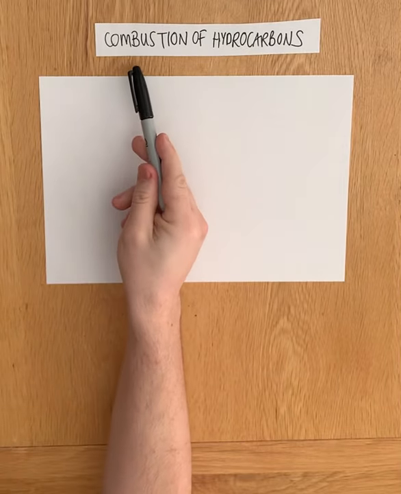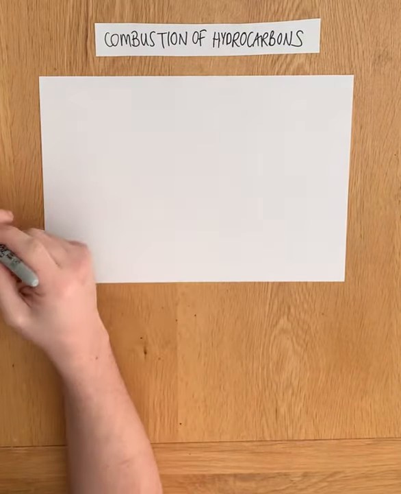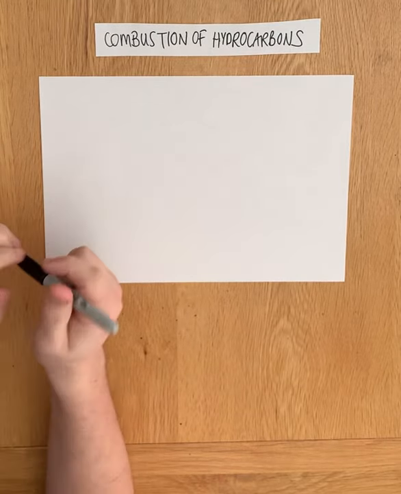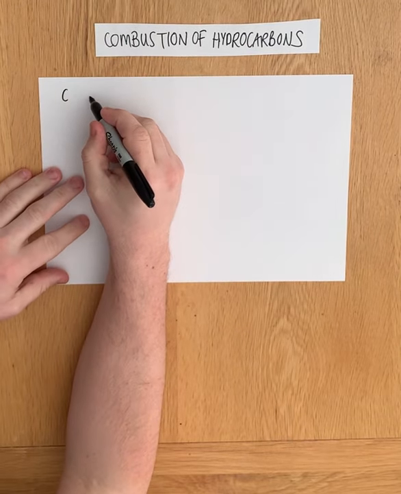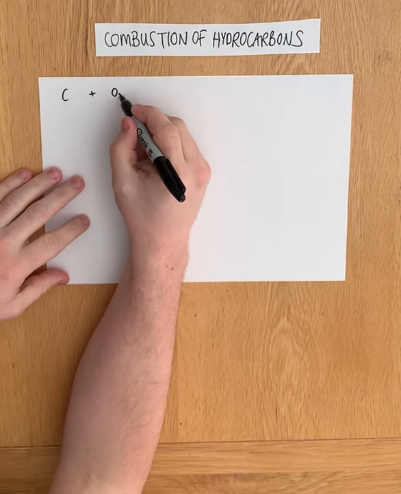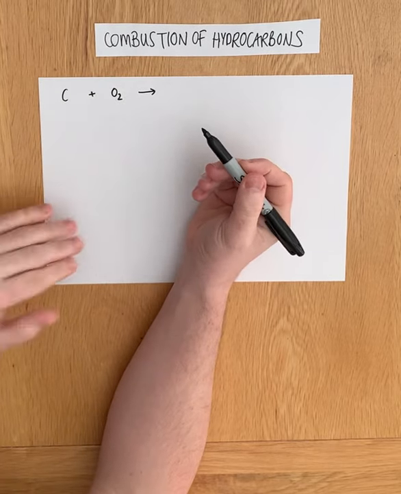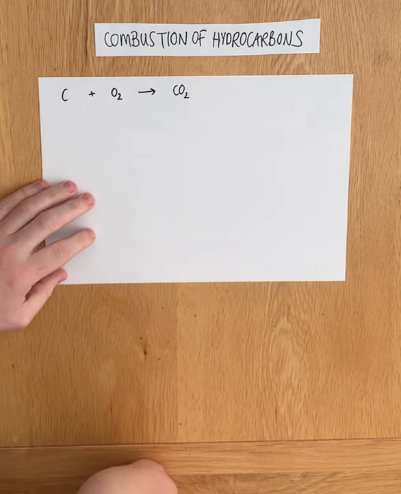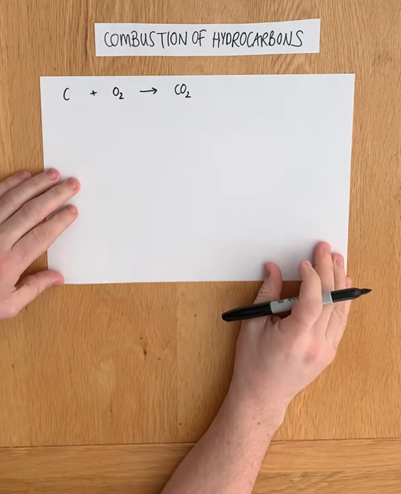In this video we'll look at the combustion of hydrocarbons. So we know that hydrocarbons are compounds that are made of only carbon and hydrogen atoms. If we first look at the combustion of carbon, when it combusts it reacts with oxygen, the diatomic element, to produce the oxide of carbon, carbon dioxide. There is another oxide of carbon possible, we'll look at that later.